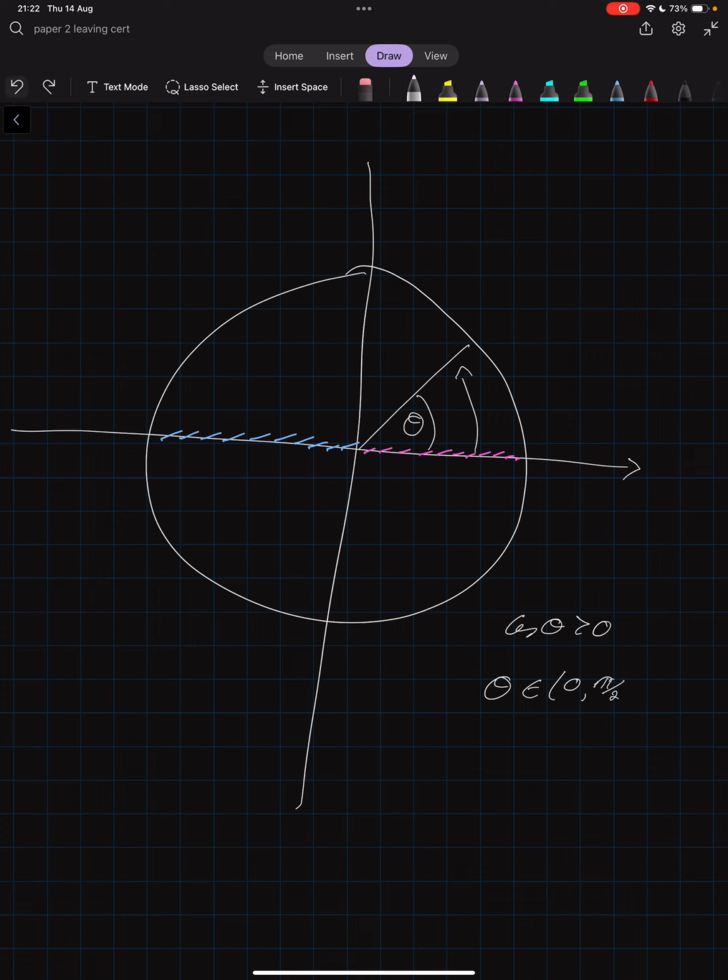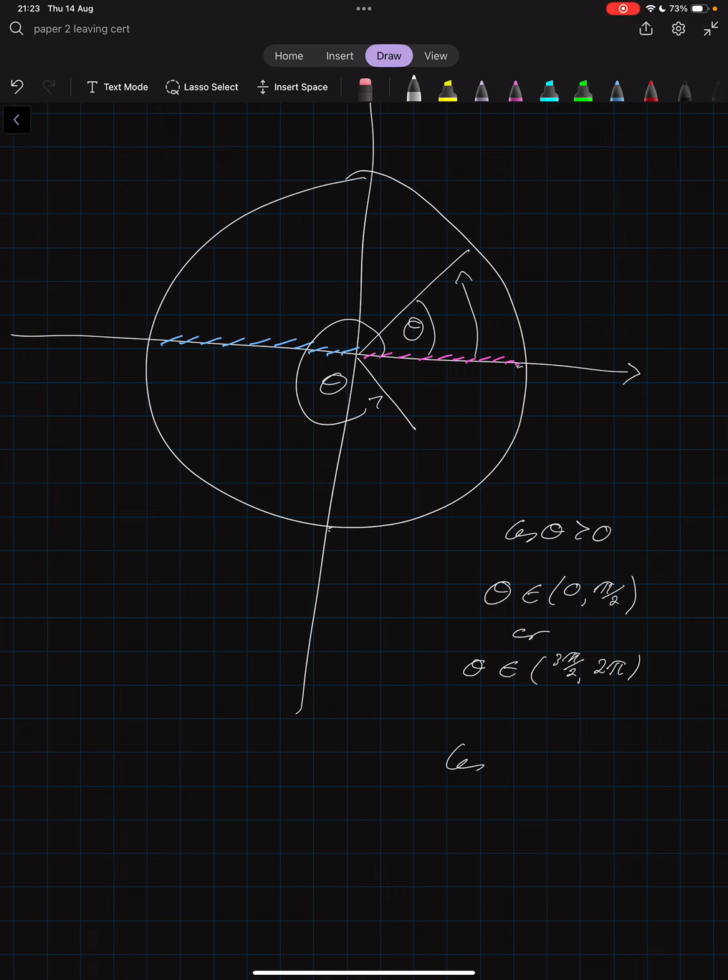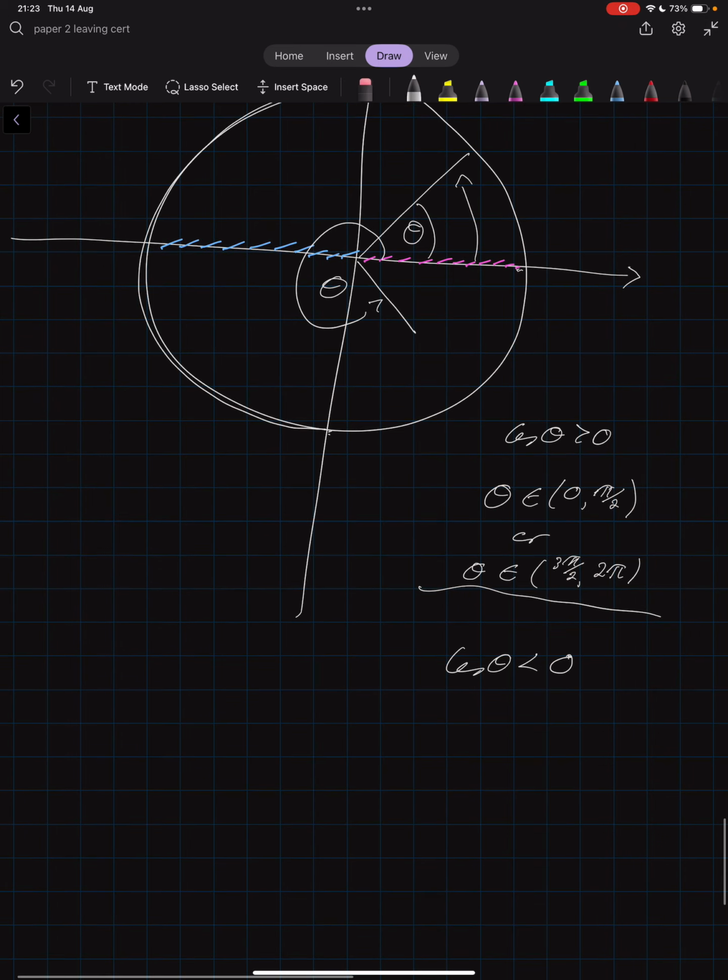Sorry, that should be this, or theta is between here and here, because theta can also be down here. So it could also be 3 pi over 2 to 2 pi. And cos theta is negative in all these values here, when theta is an element of pi over 2 to 3 pi over 2.